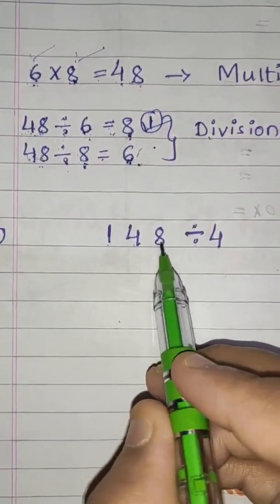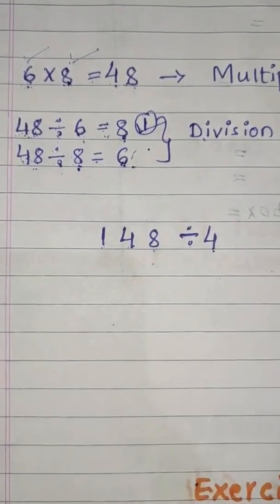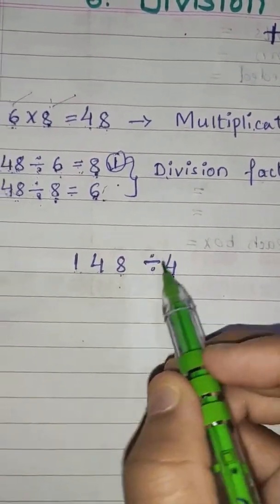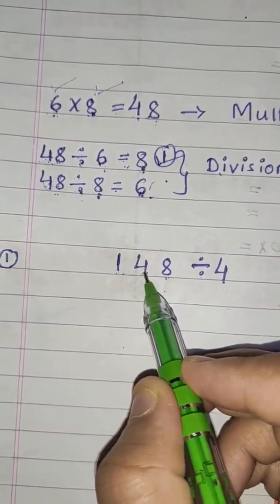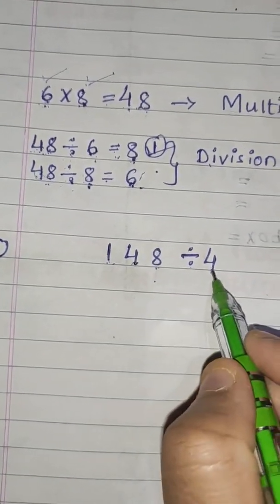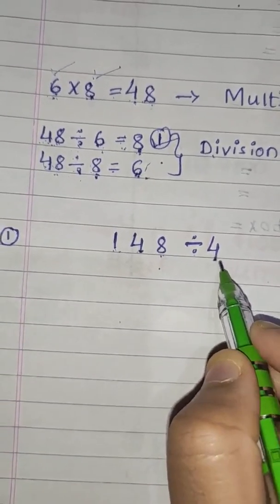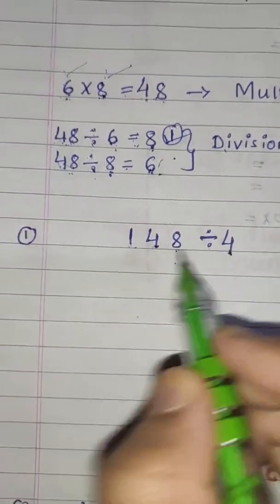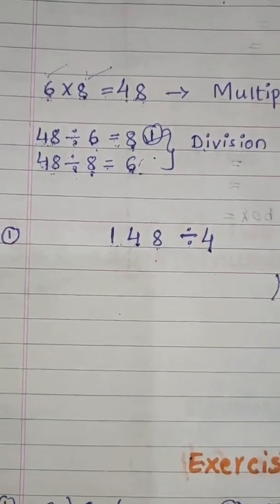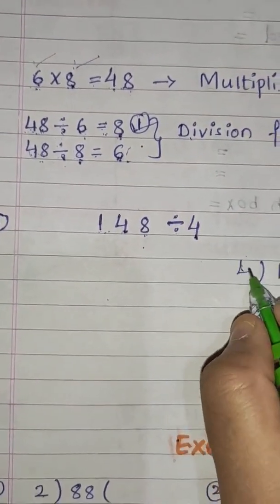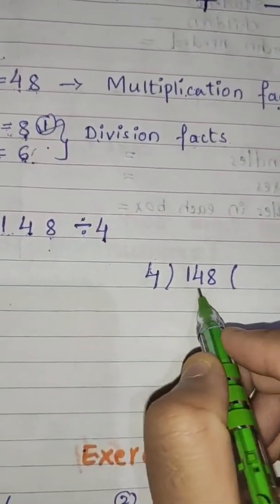So this 148 is called the dividend and this 4 is called the divisor. Dividend means the number which is to be divided, and the divisor means the number by which the dividend is divided. Okay, so how to write this number? First we have to write this 148, it is the dividend, like this, then 4 will be here on the left side. Okay, so here this is the divisor and this is the dividend.